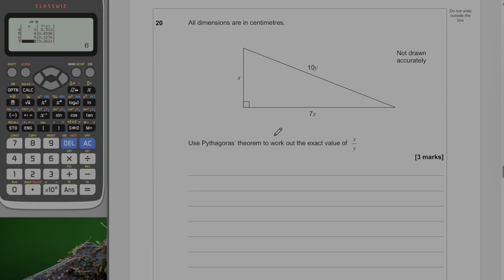Right, question 20. All dimensions are in centimeters. Use Pythagoras' theorem to work out the exact value of x over y. Okay, so Pythagoras' theorem is that x squared plus 7x squared is equal to 10y squared.